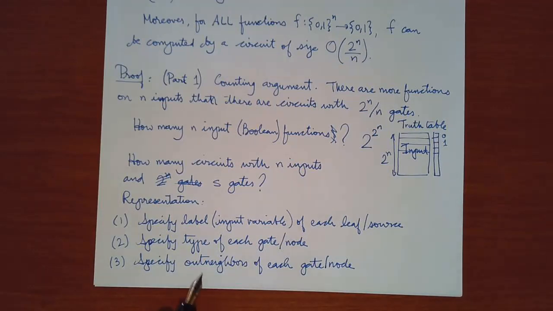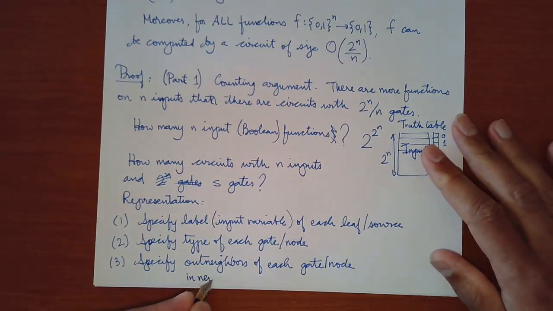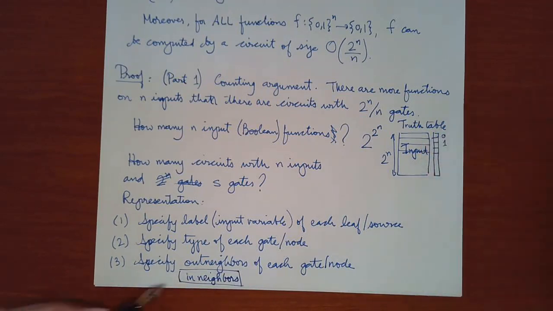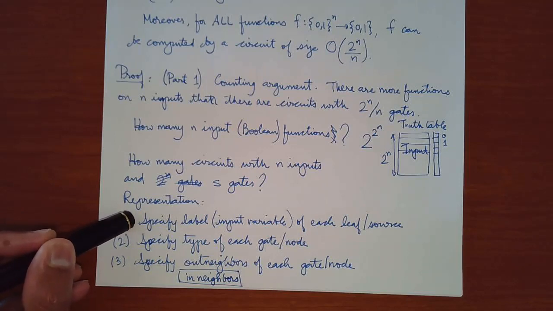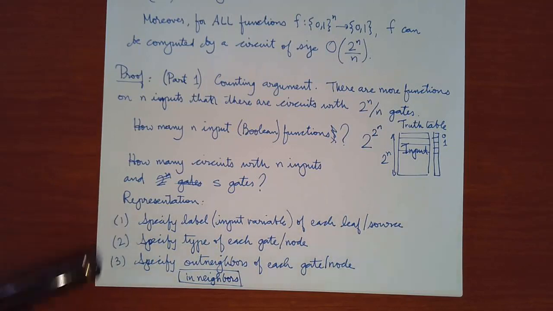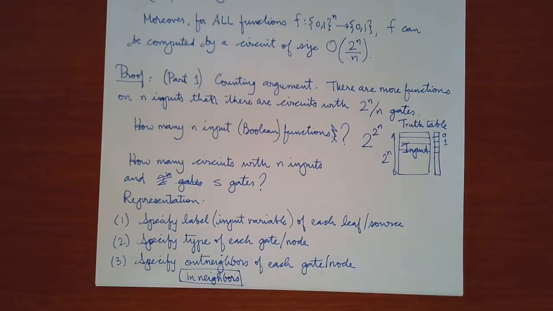So instead of specifying the out neighbors, which could be many, I could instead just specify the in neighbors, which would be equivalent. That's like saying that to give the adjacency list, I can either specify the out list or the in list, but they're both equivalent in terms of what they represent, the object. So if I can give the label of each leaf, specify the type of each node, and specify the out neighbors or the in neighbors of each gate, then I have given a full representation of my circuit.